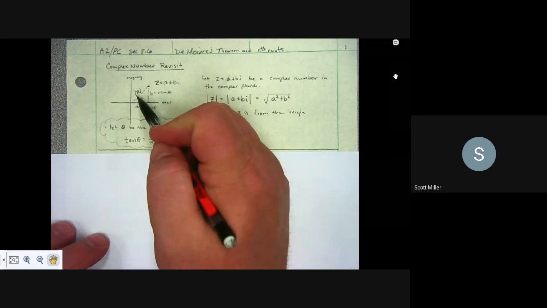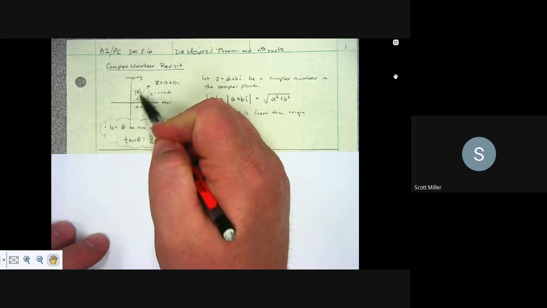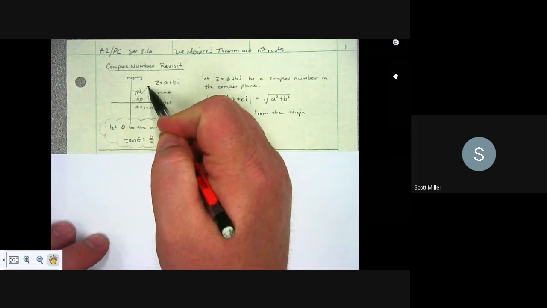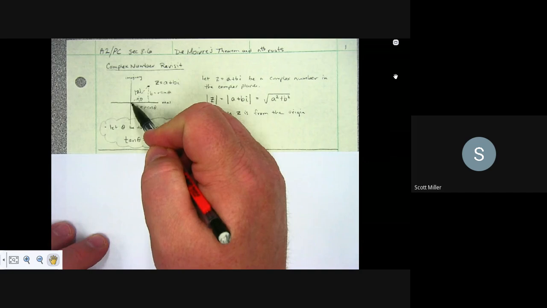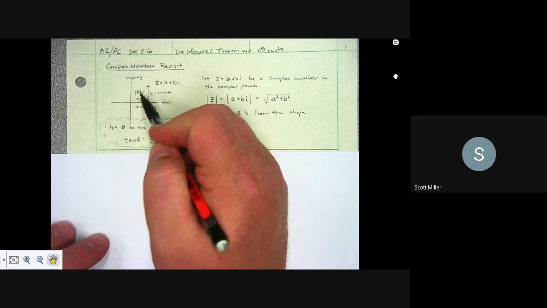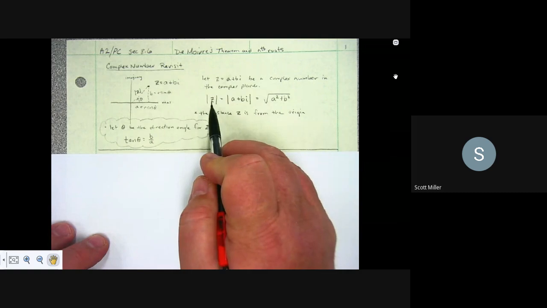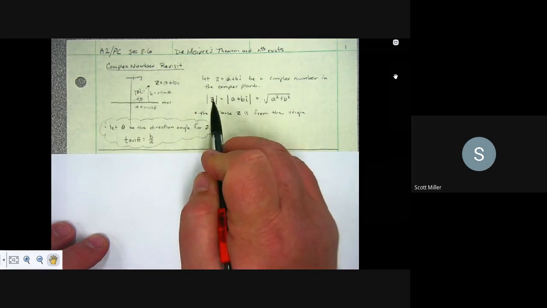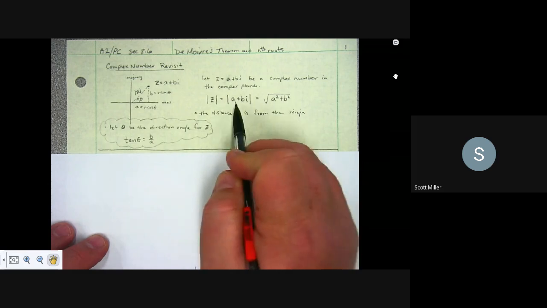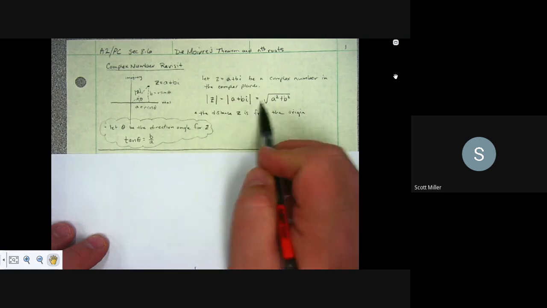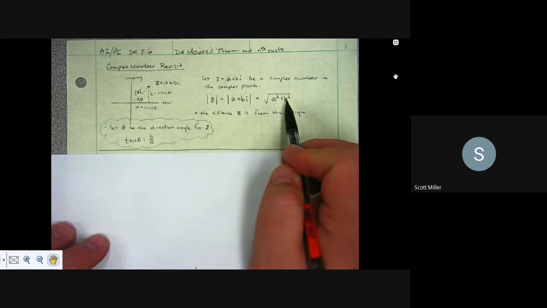The length of this, the distance from z to the origin, would be the length of this segment right here, and that is the absolute value. Remember, absolute value means the distance this number is from the origin. And to solve what this is, it's simply the Pythagorean theorem: a squared plus b squared is c squared.